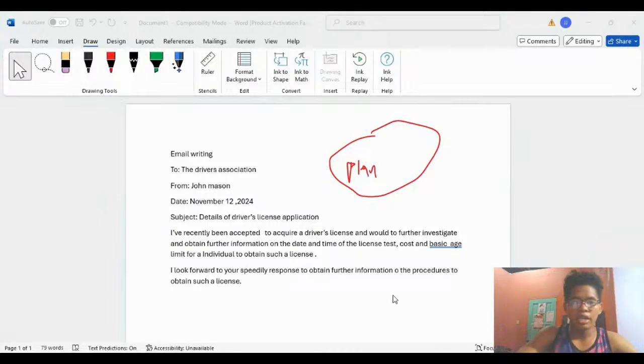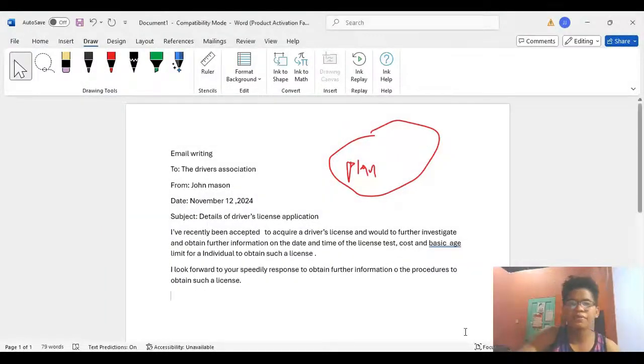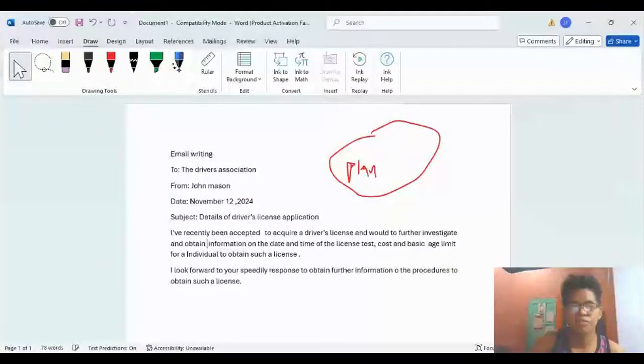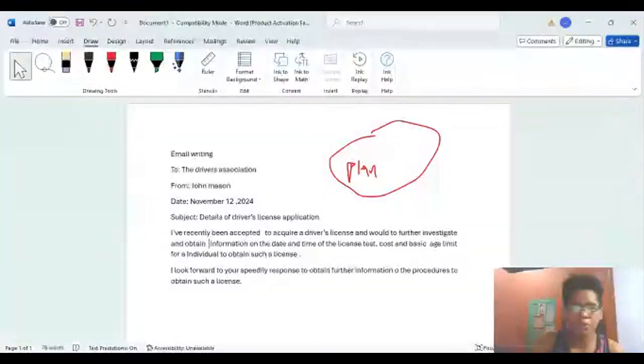So I'll give it a read, and that will be our final draft. Email to the Drivers Association from John Mason, dated November 12th, 2024. Subject: Details of driver license application. I've recently been accepted to acquire a driver's license and would like to investigate and obtain information on the license test, cost, and basic age limit for an individual to obtain such a license. I look forward to your speedy response to obtain further information on the procedures to obtain such a license. So that would be it.